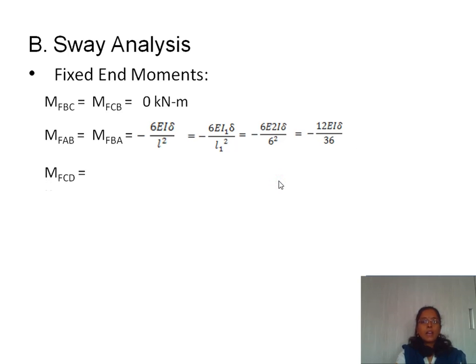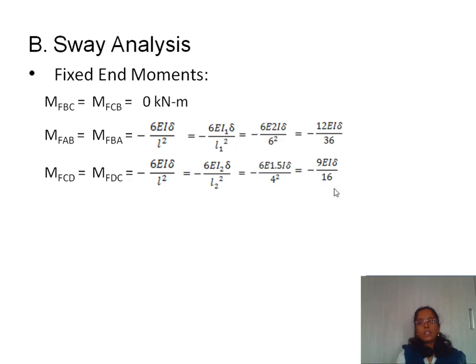Next we will calculate it for CD, MFCD and MFDC. Again it is equal to minus 6 EI delta by L square. So let us substitute the values of I and L. So 6E, and I value is 1.5 I here and length is 4 meters. If you simplify it, it will be minus 9 EI delta by 16.